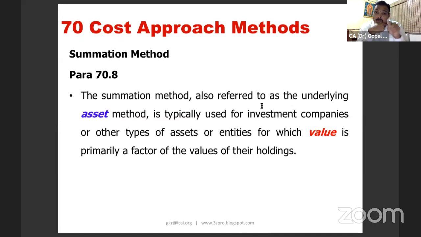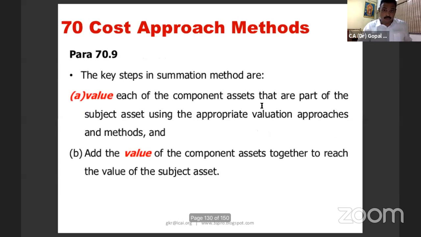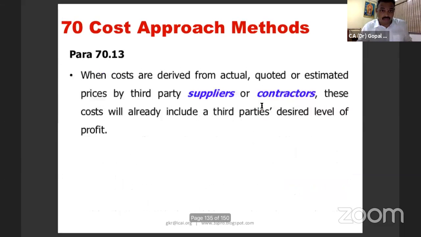So the summation method, also referred to as the underlying asset method, is typically used for investment companies. Please look at this. Or other types of assets or entities for which value is primarily affected by the value of their holdings. So wow, very good. Now, before I take you to income methods, I'll take you to valuation modeling.